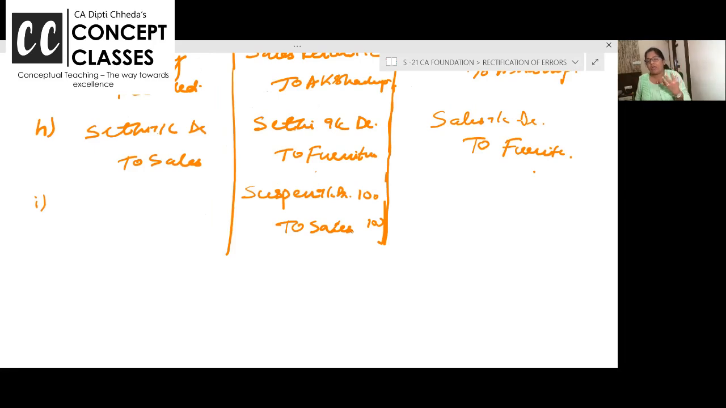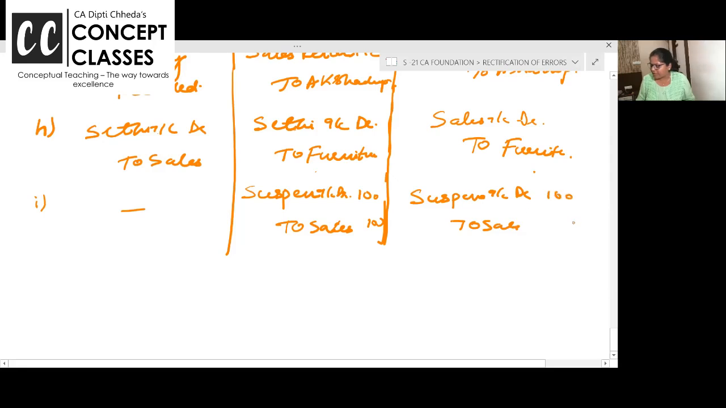This is error of commission. Okay. There is nothing in the wrong effect. Rectifying also same. Suspense account debit to sales. Okay. If it is not clear, I'll explain again. Sales book is undercast. So sales you have to credit by 100 and suspense account debit if the trial balance is prepared. If trial balance is not prepared, then go to the sales ledger and write on the credit side by sales book undercast. The total is undercast.